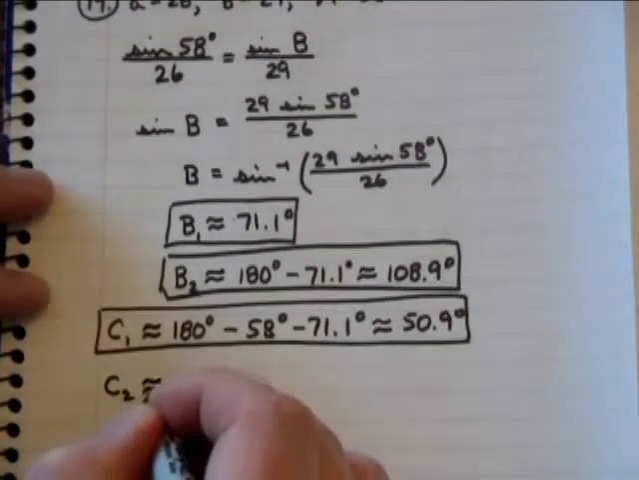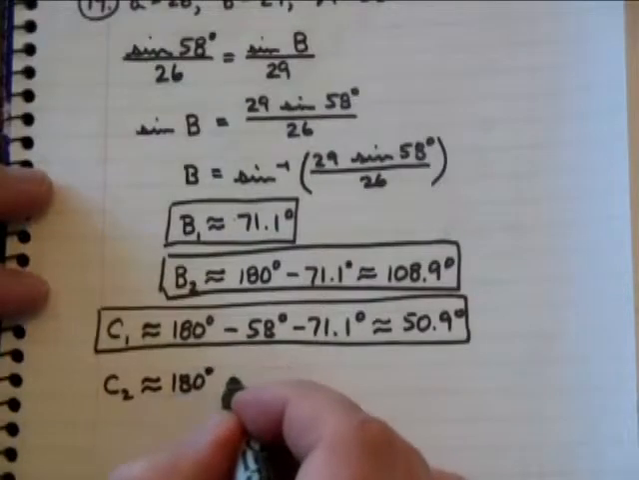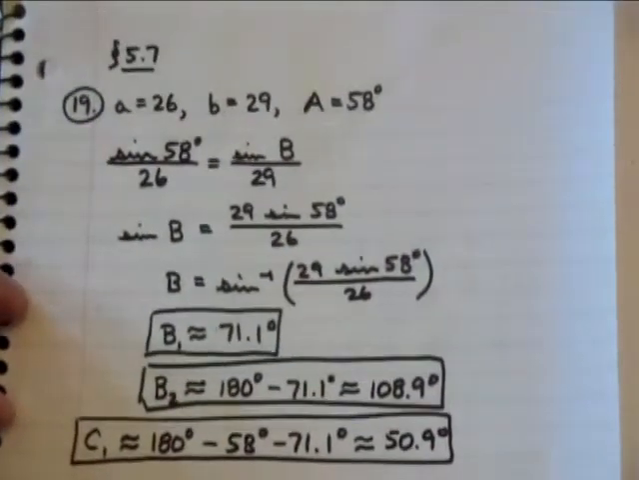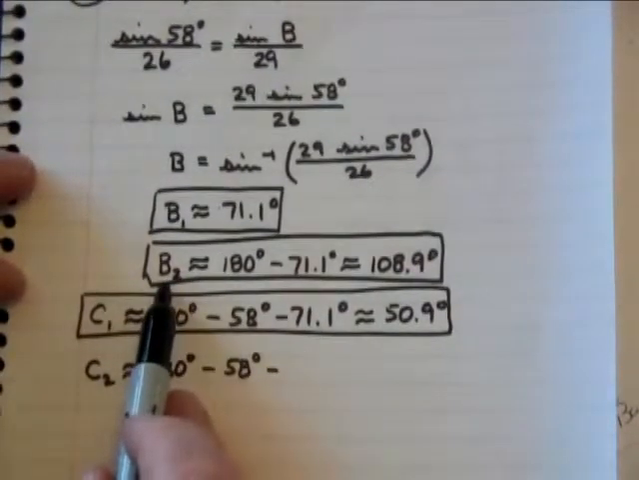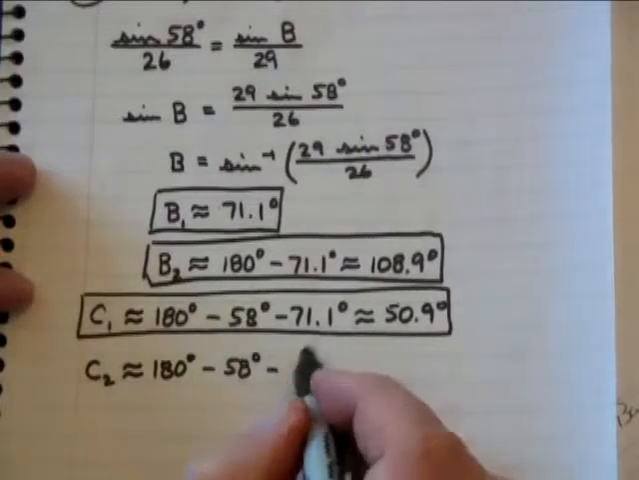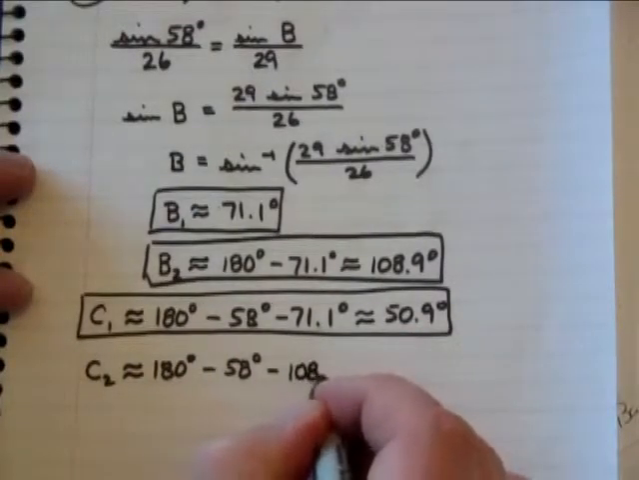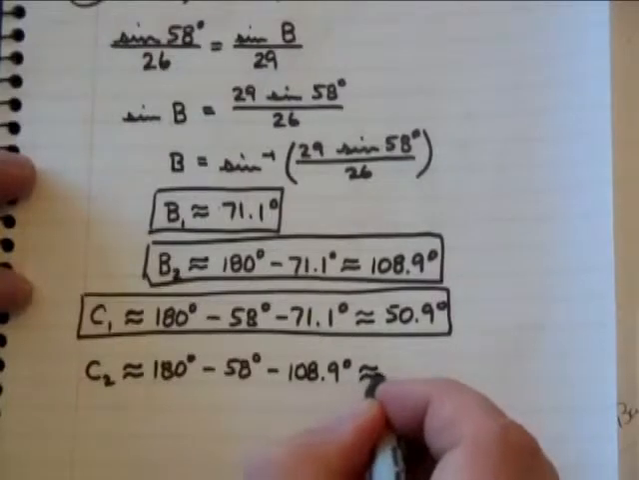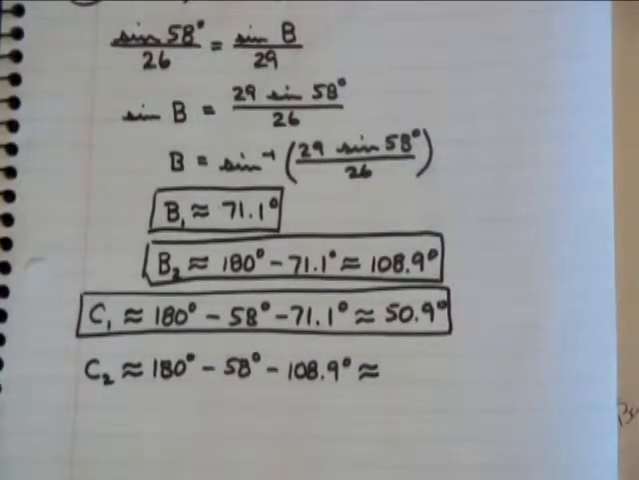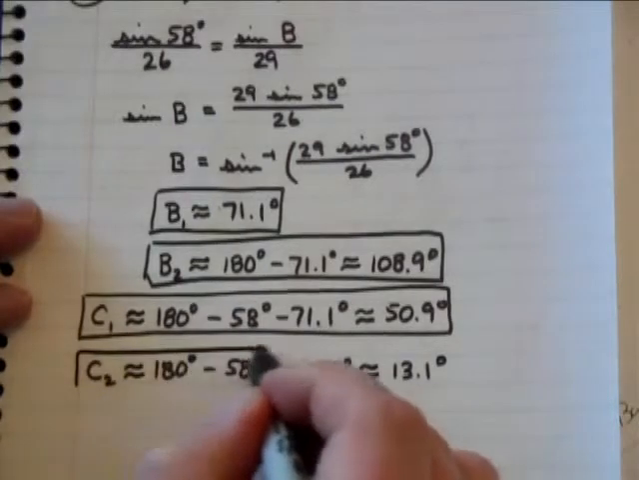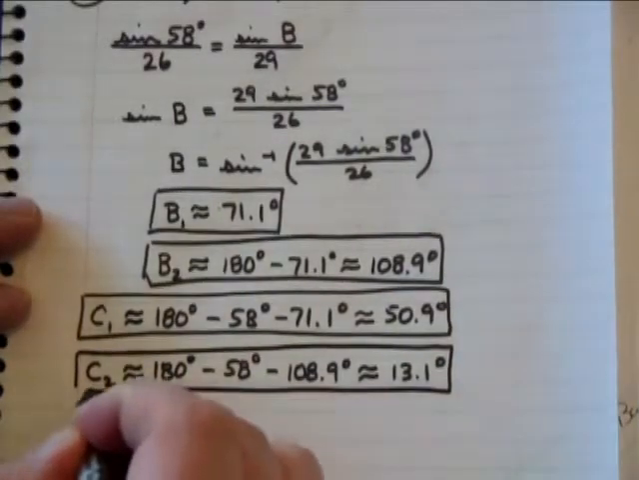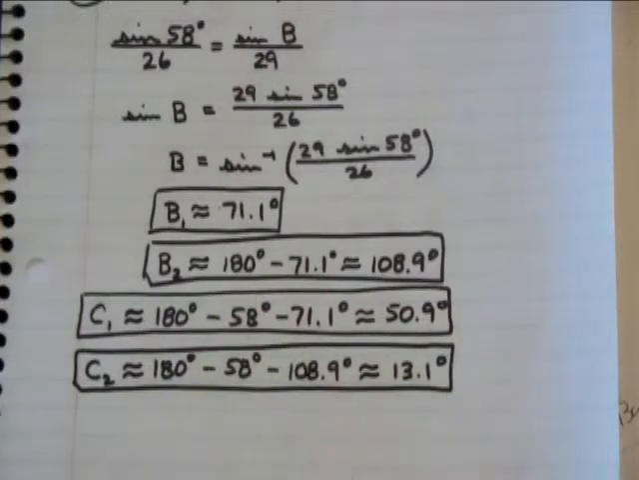And then the second triangle, we do the same thing, 180 degrees minus the angle that we were given, which is angle A, minus what we found to be the second possible value for angle B. So the second possible value for angle B is 108.9 degrees. So go ahead and do that subtraction, and you'll find that C2 is approximately 13.1 degrees. Alright, so at this point we have two solutions and we found the angles for both of those solutions.